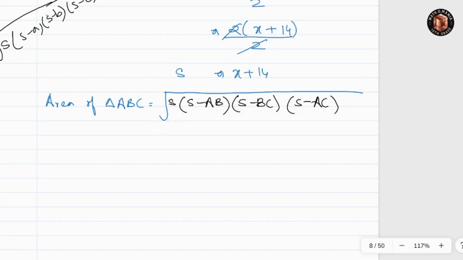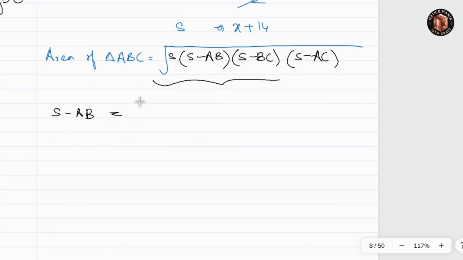Therefore, now we got that. Now, if I want to solve this equation, what do I need? The next part that I need is s minus AB. Similarly, I need s minus BC, s minus AC. If I substitute all those values into this equation, I can solve it. For that, what I will do? Now, I will start finding the values, first s minus AB.